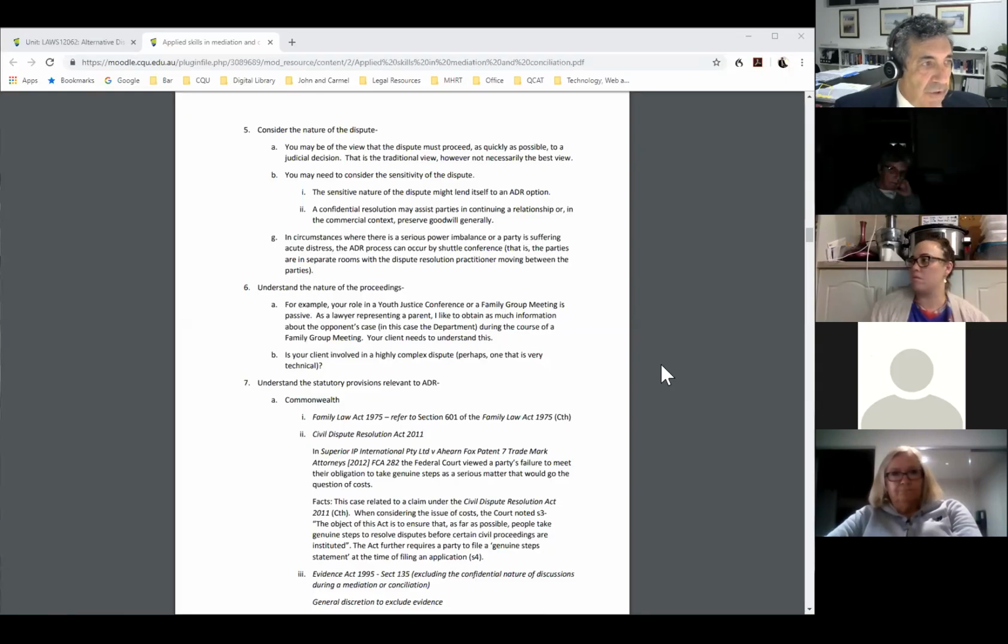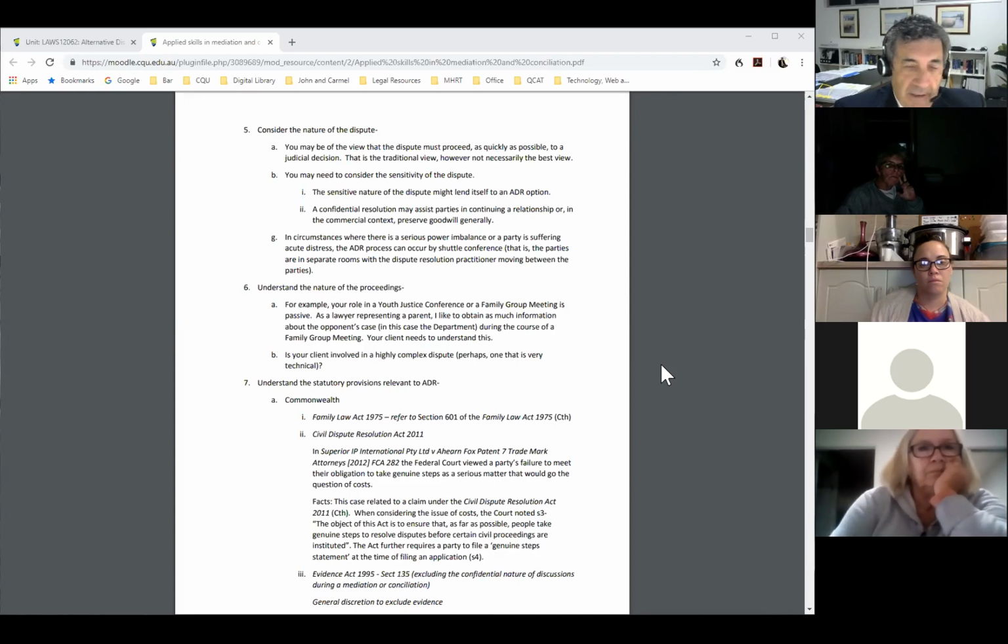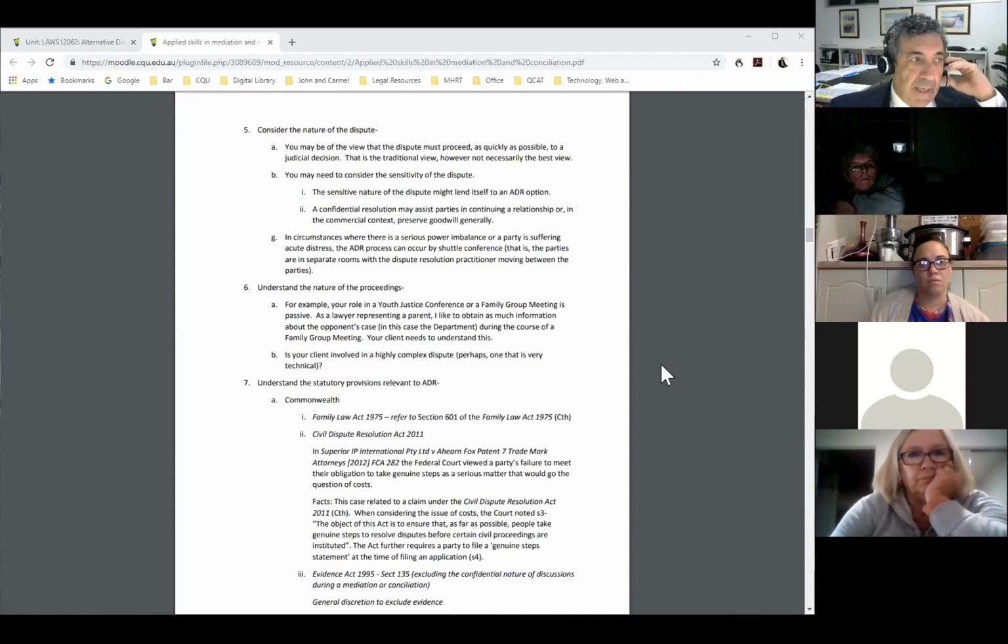So you need to understand the nature of the proceedings. For example, a youth justice conference or a family group meeting is passive as a lawyer. So when we talk about youth justice conferences or family group meetings, we're talking about different ADR processes that are specific to, in the first one, crime involving juveniles, and the second, conferences involving members of the Department of Child Safety and family members, parents typically, in a family group meeting.